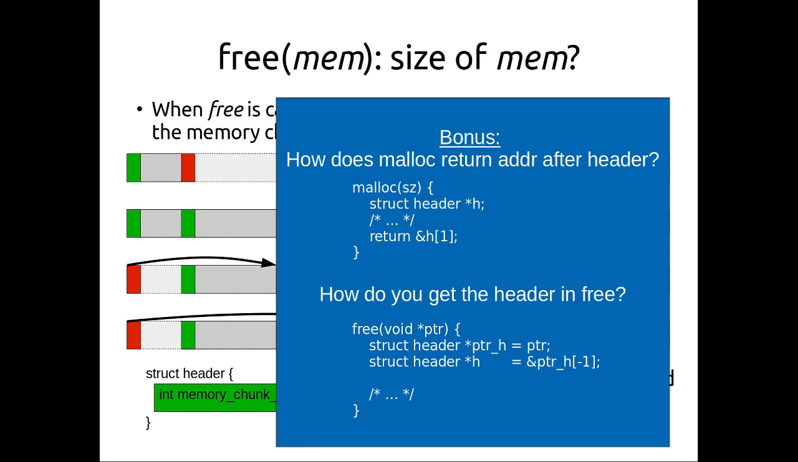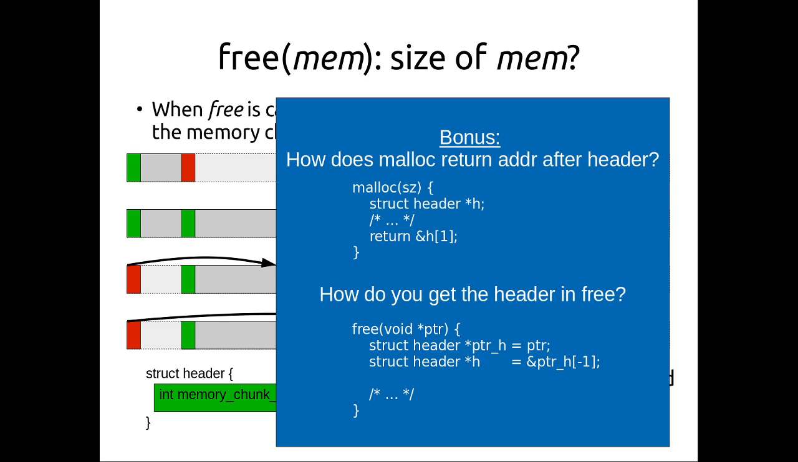And then in free, when we want to discern where the header is so that we can figure out how big the memory chunk is, so that we can add that chunk onto the free list, you can see the code for free, where we essentially take the pointer that is passed into free and find the header, which is at the index directly before that pointer. Now, of course, you can do this with pointer arithmetic too, but I always find it's easier for people to think about array operations, even if the indices are negative, right?